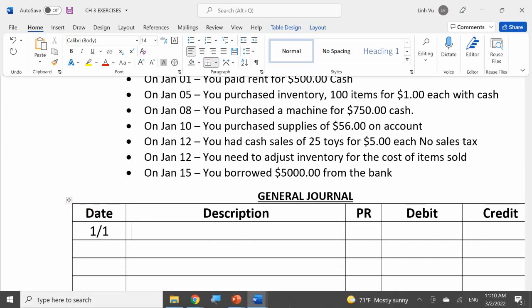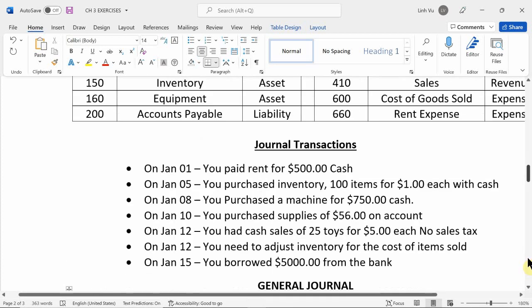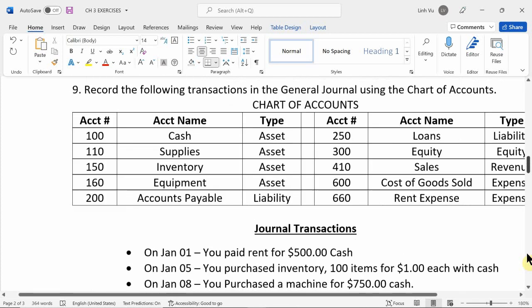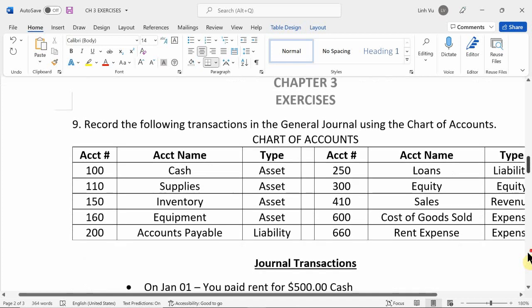Rule of thumb here is my debits go first, my credits go last. So in this case, we already determined I'm going to be debiting my rent expense, okay? And I'm going to be crediting, which, for knowing what the difference between a debit and credit is, my credit account is always going to be indented and it's going to be for cash. Okay? And I know what those account numbers are because I used my chart of accounts. My rent expense account was 660. Okay? My cash account was 100. Okay?